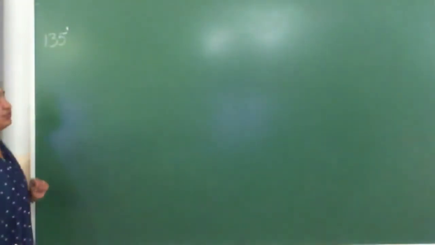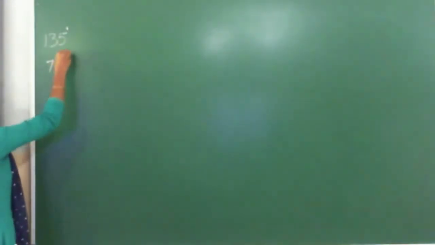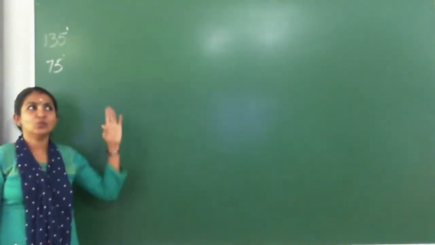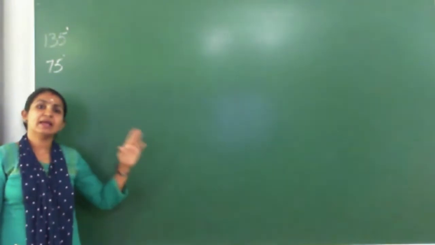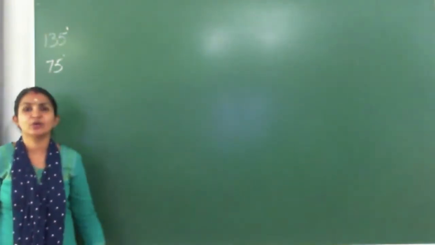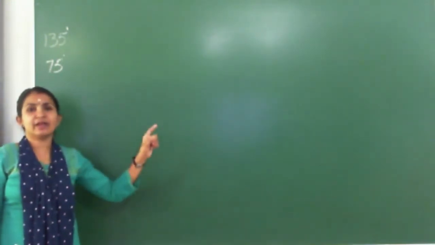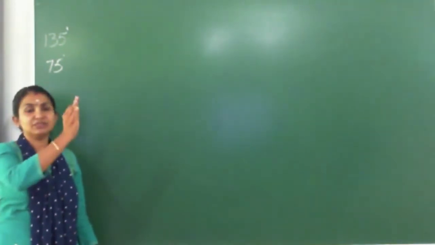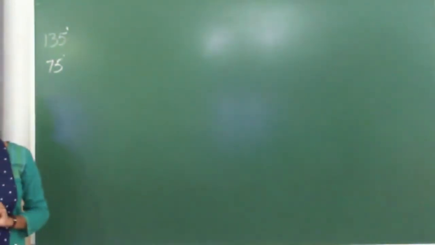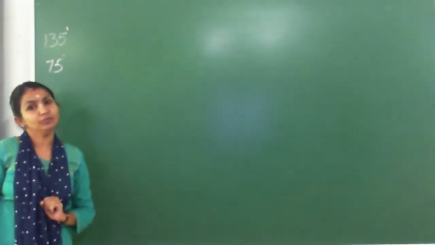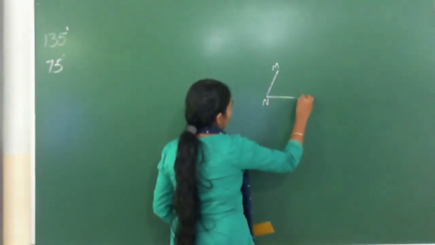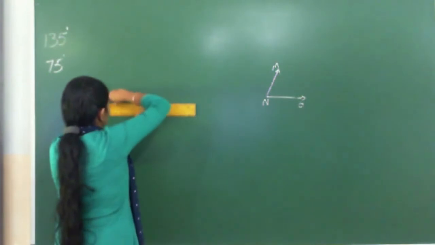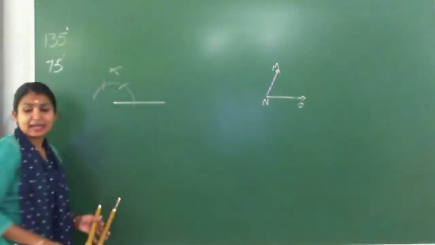Now the next one is 75 degrees. How can we construct 75 degrees? We understood that the bisector of 60 and 120 is 90, and the bisector of 90 and 60 is a 30 degree angle. Its bisector means 15 degrees. So 60 plus 15, we will get the required 75 degree angle. So let's construct. So 60, 120, and the 90 bisector.